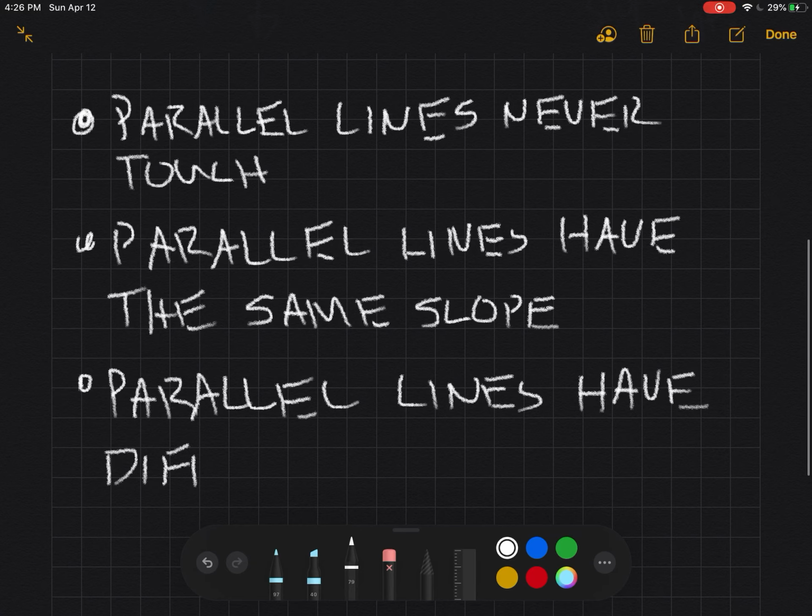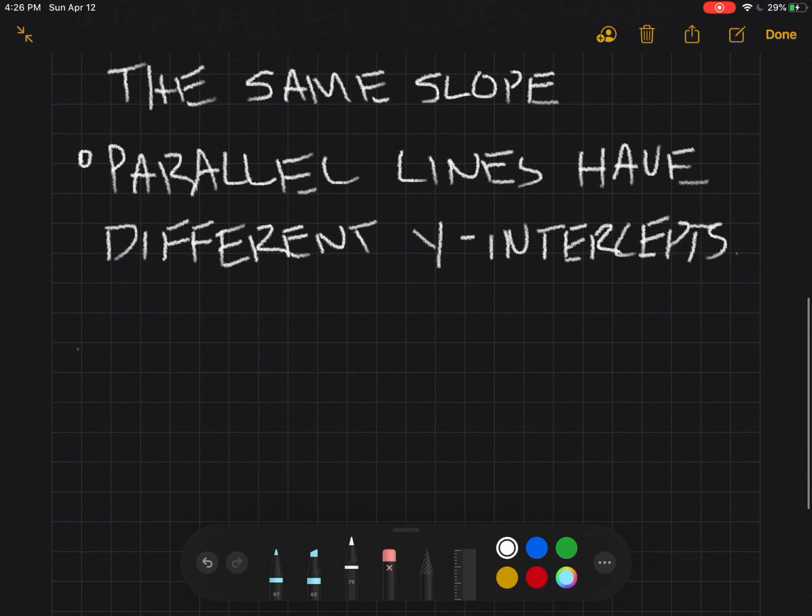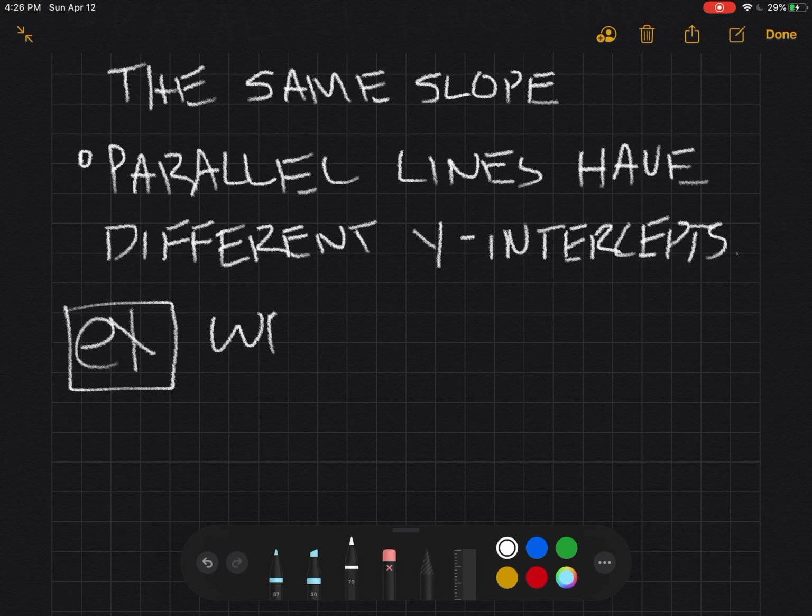And parallel lines have different y-intercepts.